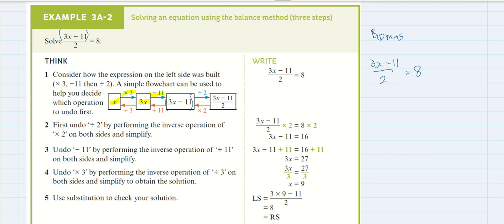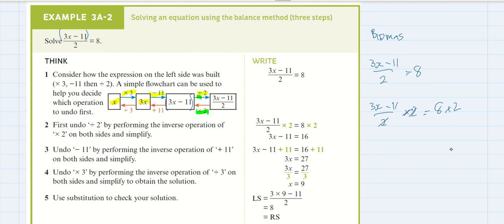Because we've now got this as a fraction, we're going to have to just say divided by 2. So there are three steps that we need to undo. To undo 3x take 11, we need to work this backwards. So instead of dividing by 2 here, we're going to multiply by 2. So let's do this: (3x take 11) over 2 times 2 equals 8 times 2. You can see this 2 and this 2 cancel each other out. So we've got 3x take 11 now equals 16.